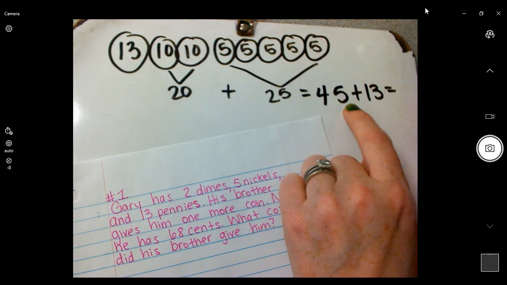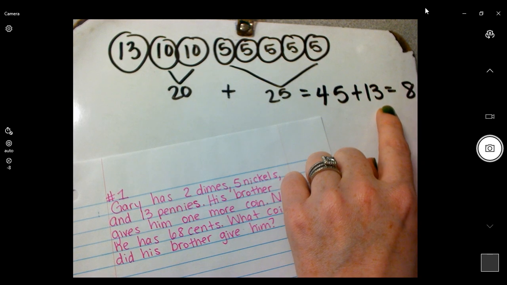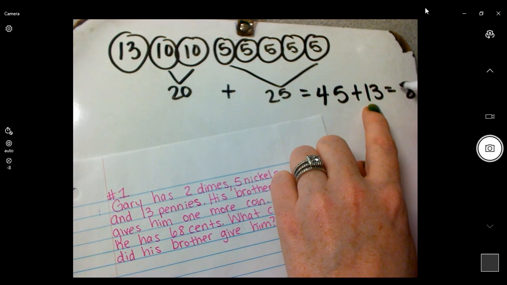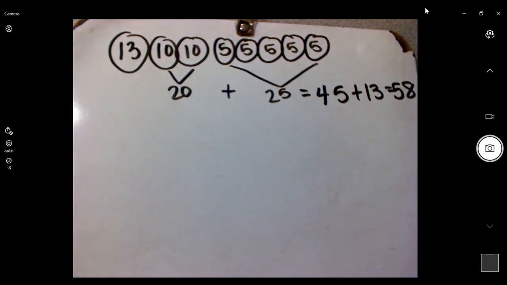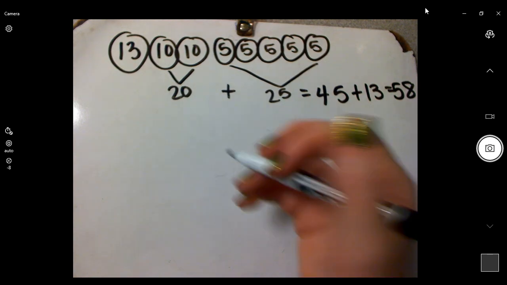My ones first, 5 plus 3 is 8. And then my tens, 4 plus 1 is 5. So that tells me that Gary had 58 cents. That's what he started with, 58 cents. Okay?